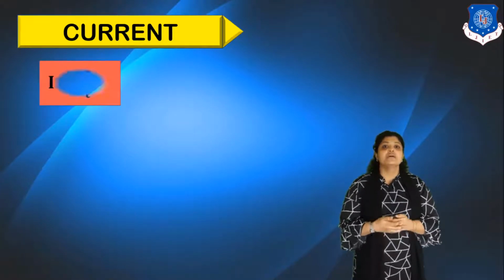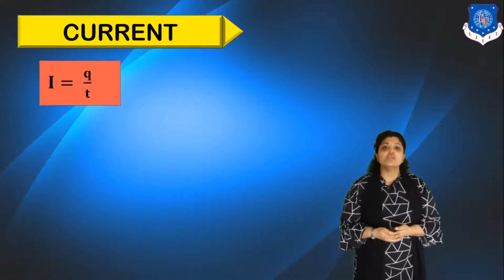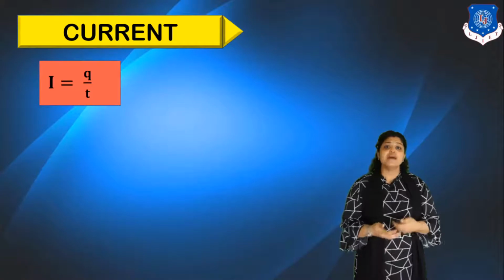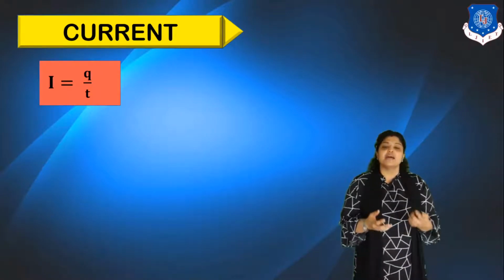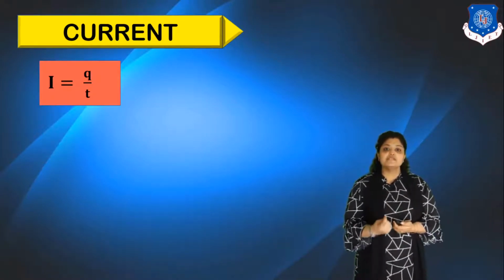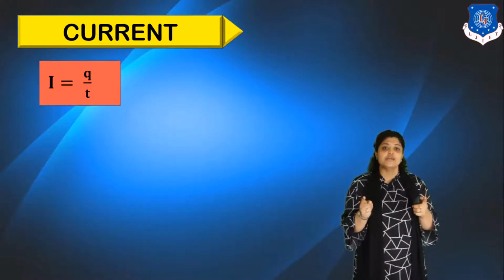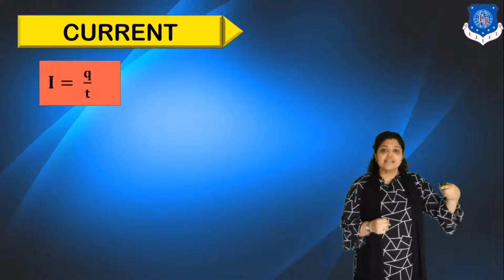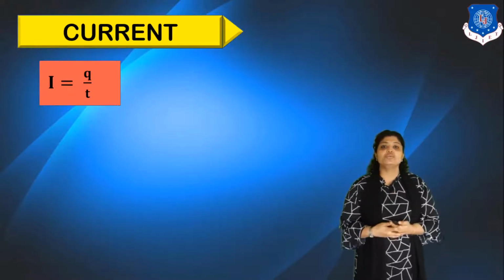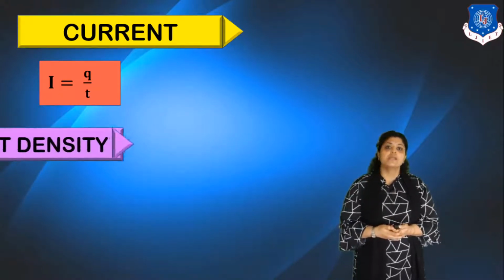Let us discuss what current is. Current is the flow of electric charge, and it is defined as electric charge per time. The equation is I is equal to Q by T. The unit of current is ampere. How do you define 1 ampere? 1 ampere is defined as: if 1 coulomb of charge flows across 2 points in 1 second, we say that 1 ampere current has flown across these 2 points.